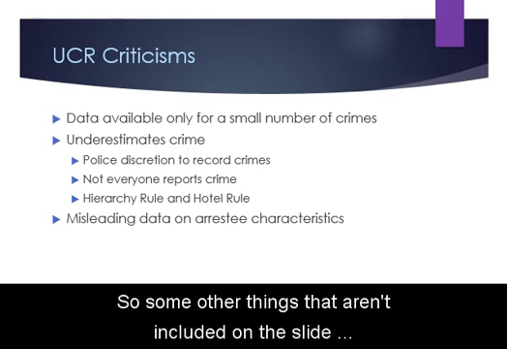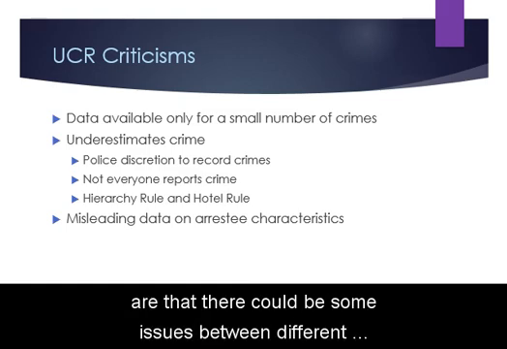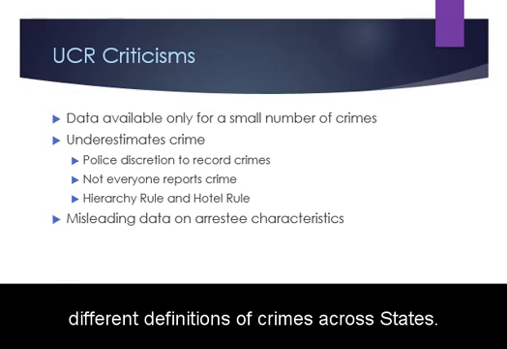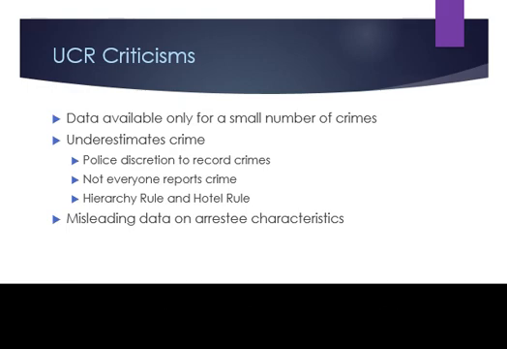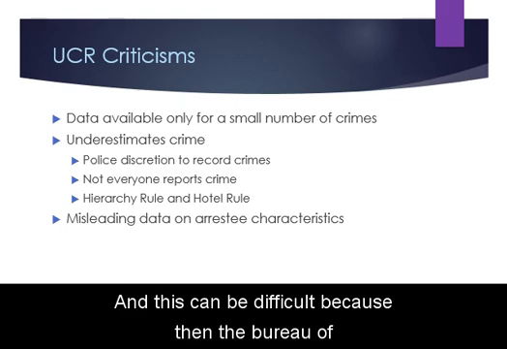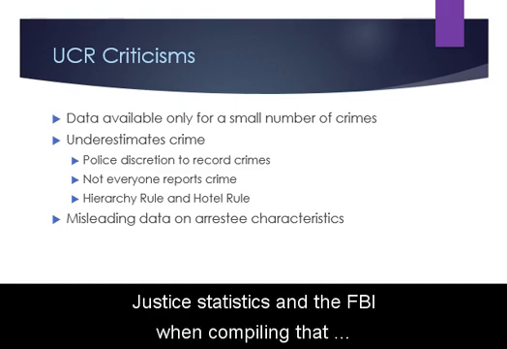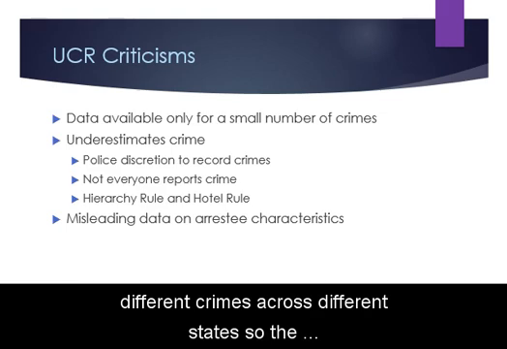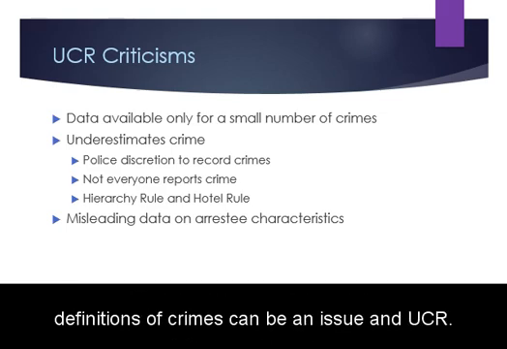So some other things that aren't included on the slide are that there could be some issues between different police precincts. By states, we sometimes have different definitions of crimes, and this can be difficult because when the Bureau of Justice Statistics and the FBI are compiling that information, it may be difficult to interpret the definitions of different crimes across different states. So the definitions of crimes can be an issue in the UCR.